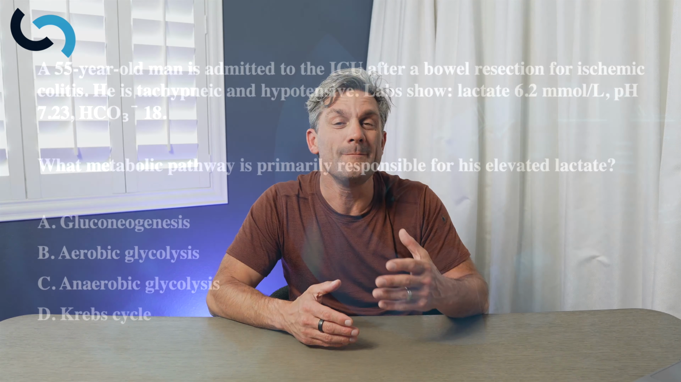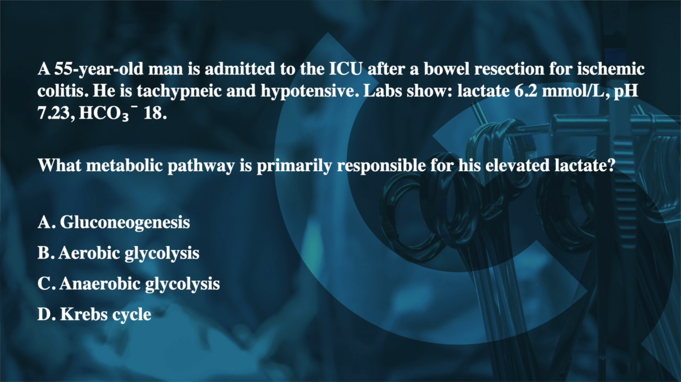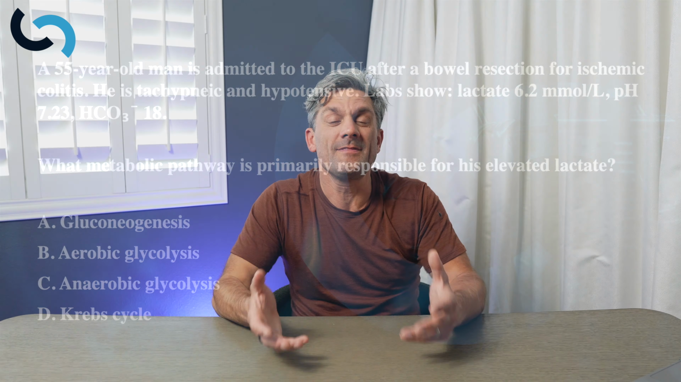Now, to finish cell biology for surgeons off, let's get to one more clinical vignette. Here we have a 55-year-old man who's admitted to the ICU after a bowel resection for ischemic colitis. He's tachypneic, he's hypotensive, his labs show a lactate of 6.2 millimoles per liter, a pH of 7.23, a bicarb of 18. What metabolic pathway is primarily responsible for his elevated lactate? Well, to understand this question, we got to talk about the last thing today, and that is metabolism.